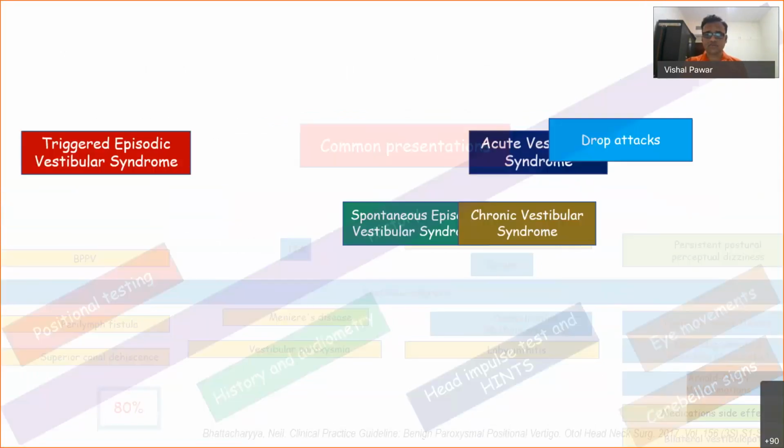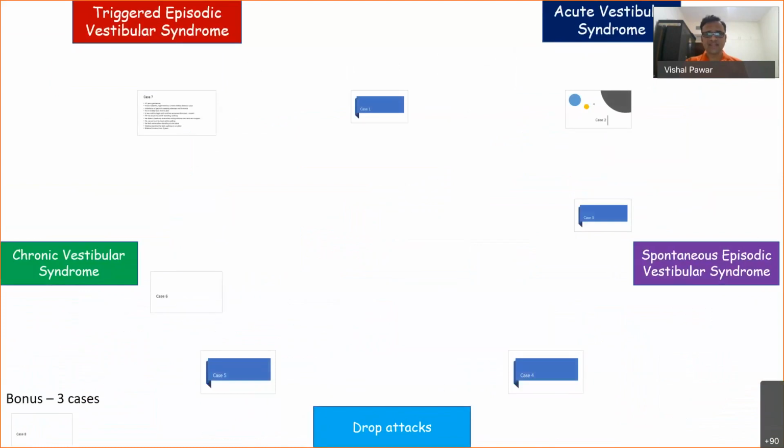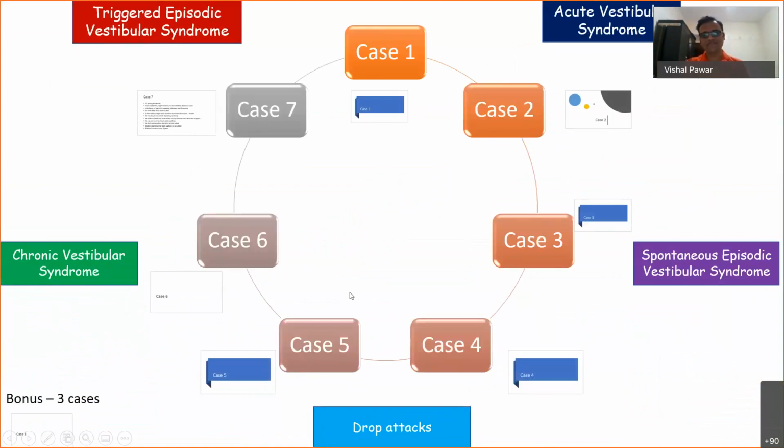I'll just start with these 5 syndromes, and today I will try to present a few cases of each syndrome. And as Diwali is coming, I have kept 3 cases reserved. I have prepared 7 cases, but I have kept 3 cases reserved. If we get time, there will be a Diwali bonus of another 3 cases.